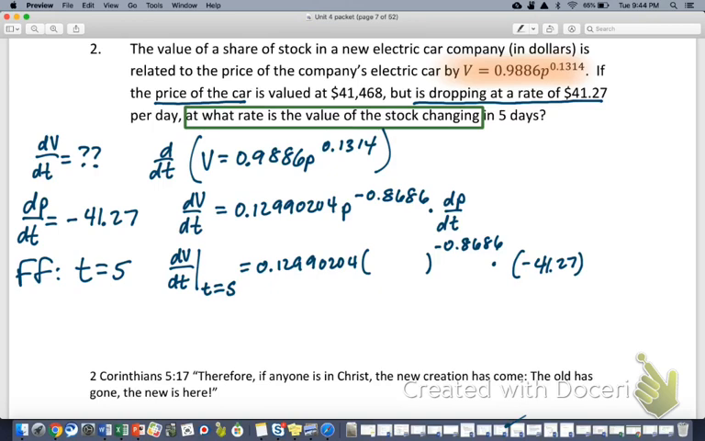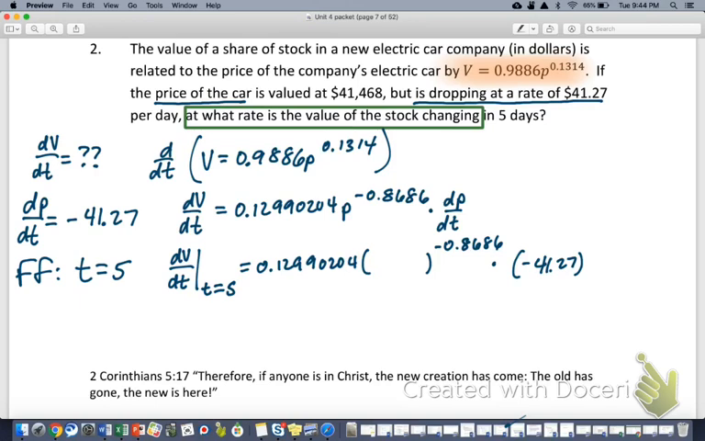Okay, so the challenge here, of course, is the P at the freeze frame moment. There's a number of things that people will try to put in here over the years. Sometimes people will try to put 5, but of course 5 is a time, and P is the price of the car, so that doesn't really make much sense. The other thing that I will see people put in here is $41,468. That makes a little bit more sense because that actually is a price of the car. But the problem with this one is this is the price of the car 5 days ago. And I want to know the price of the car now because that's my freeze frame moment. So I don't want that number.